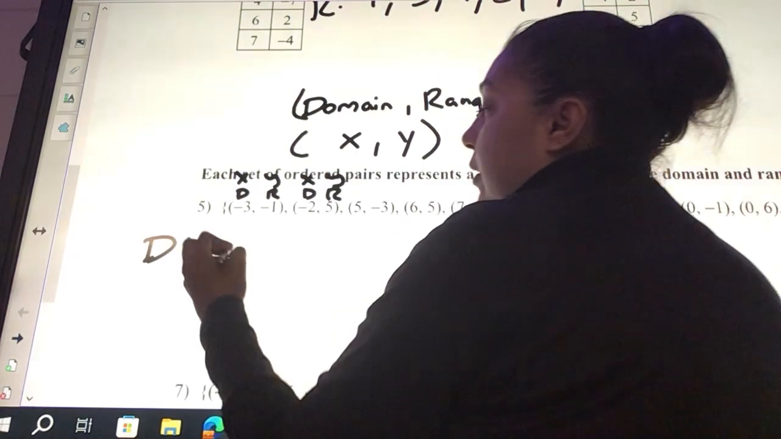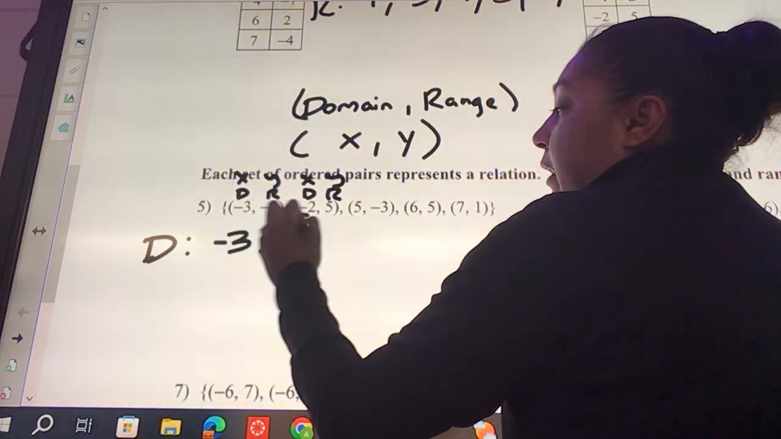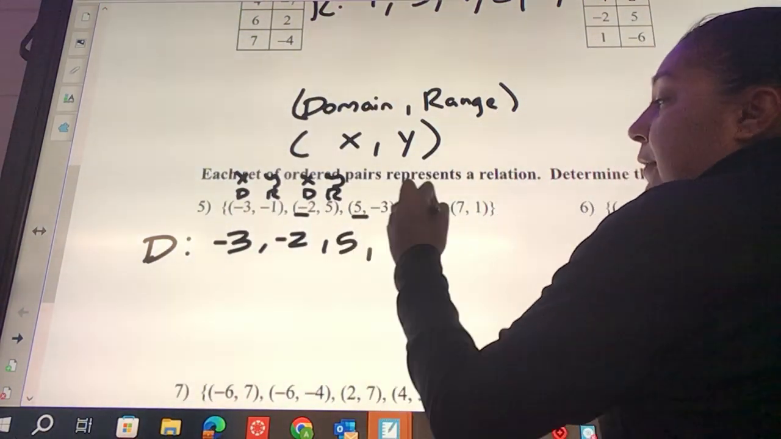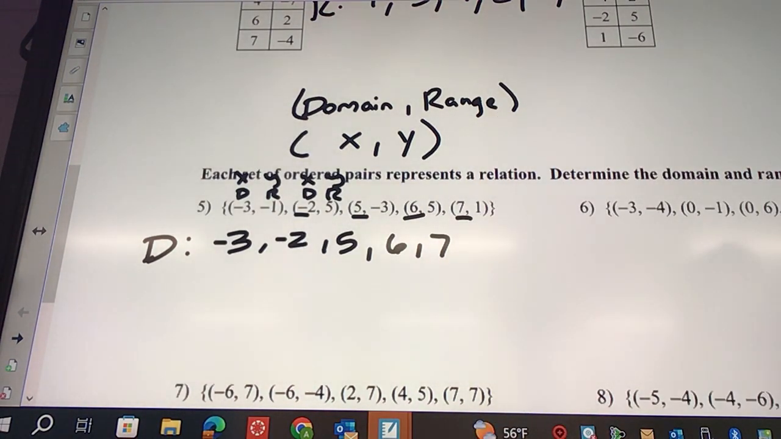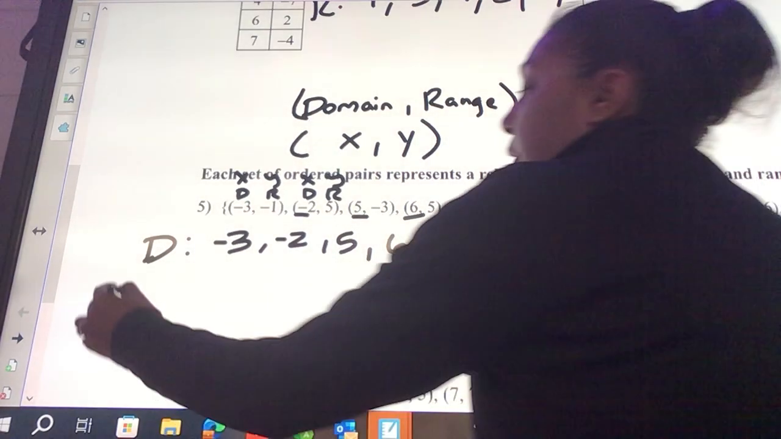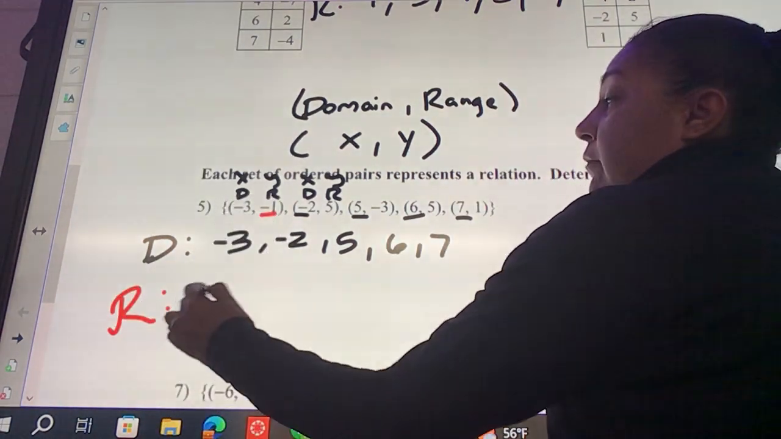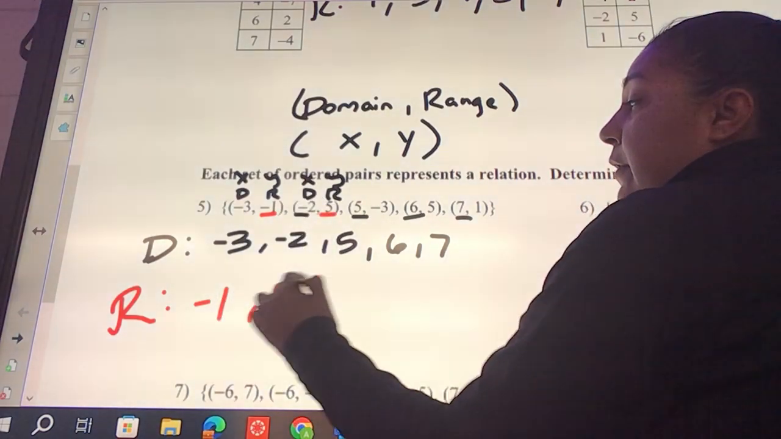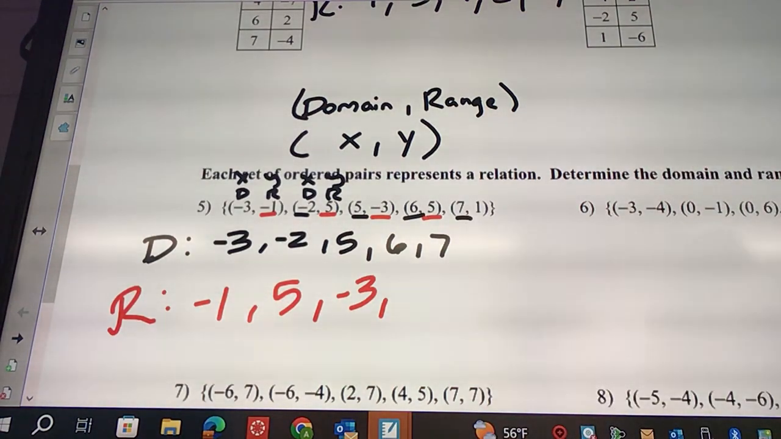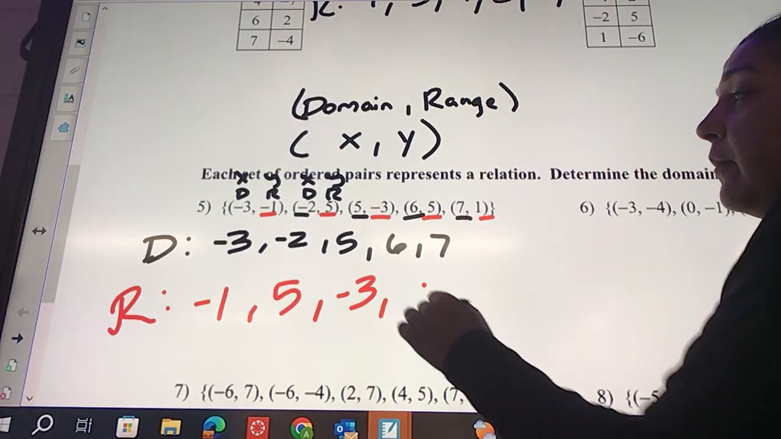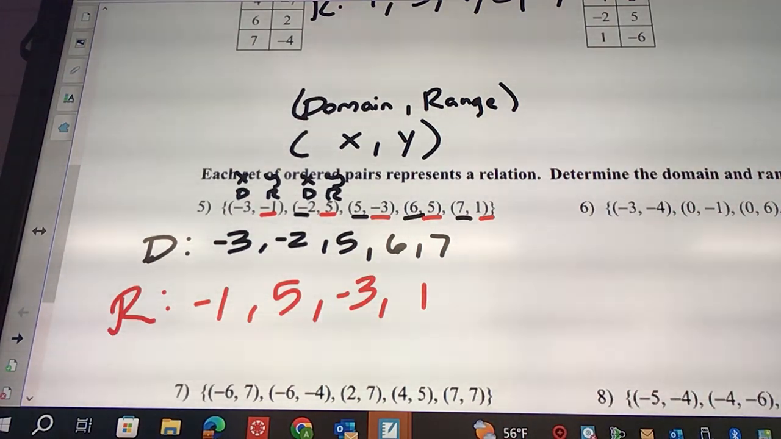So the domain then is going to be -3, -2, 5, 6, and 7. My range then is going to be -1, 5, -3, 5. Do I write down 5 again? No, we don't repeat. And then 1. I thought you wanted to put it in order from least to greatest. Nope, you don't need to.